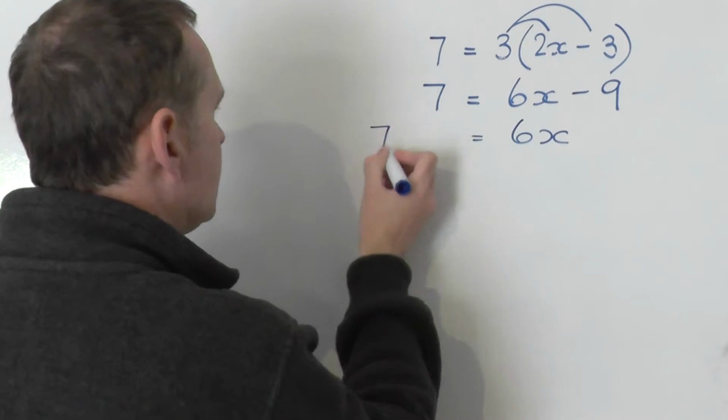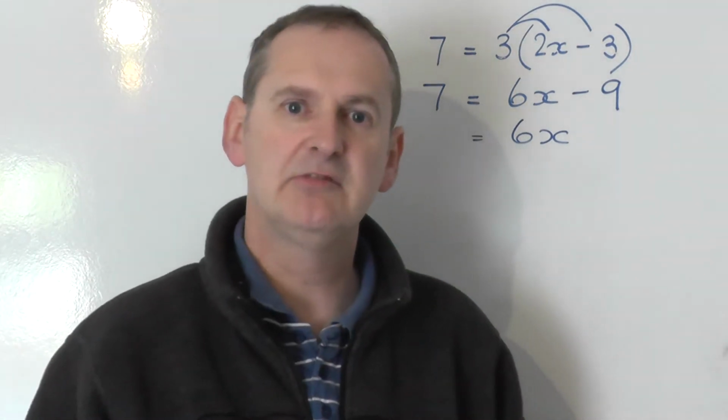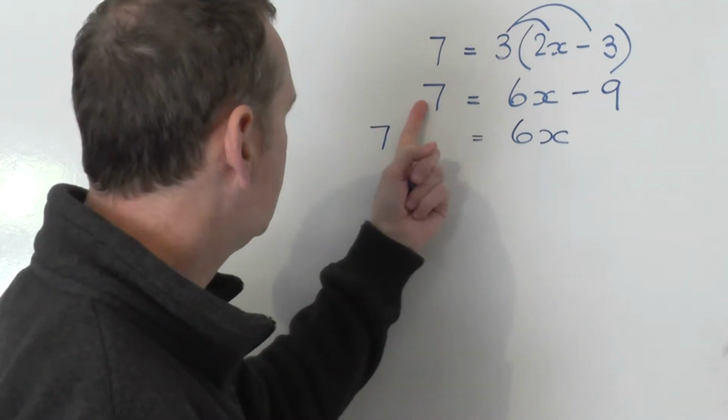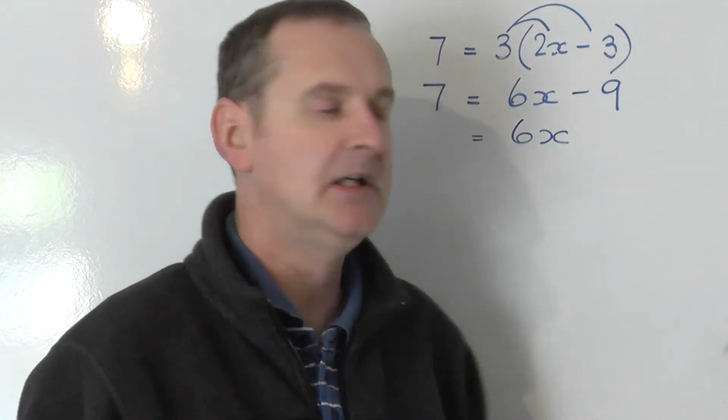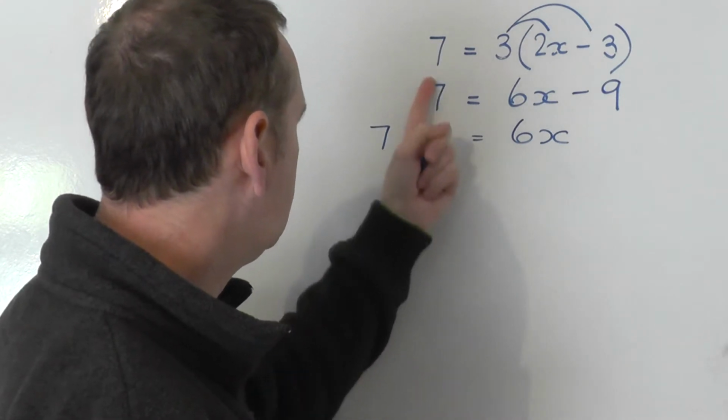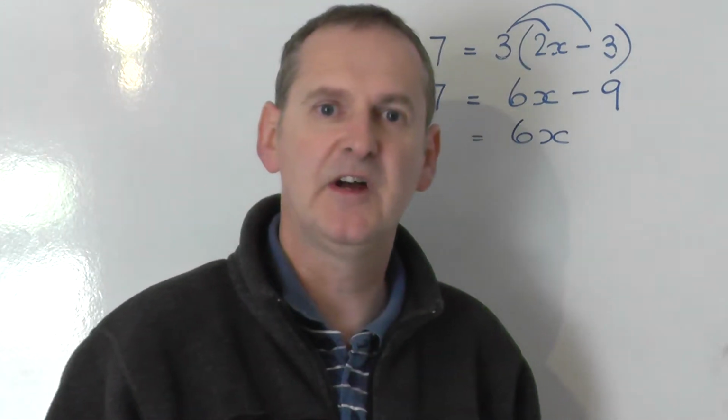The 7 does not swap sides, it doesn't swap signs, it remains as a plus 7. There's a plus in front of it even though you can't see it. If it's the first thing I write down, I don't need to put the plus down. Notice it doesn't have to go directly underneath as long as it's on the left hand side, that's fine.